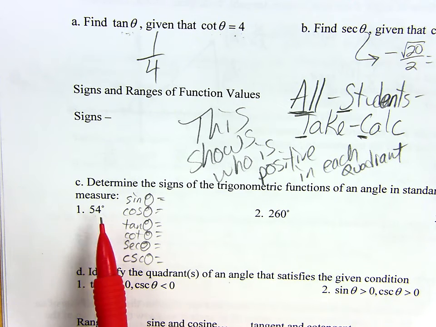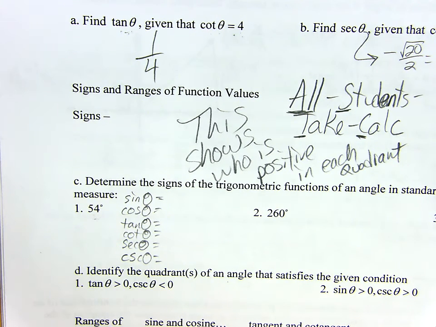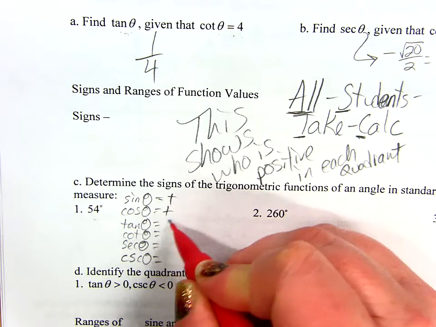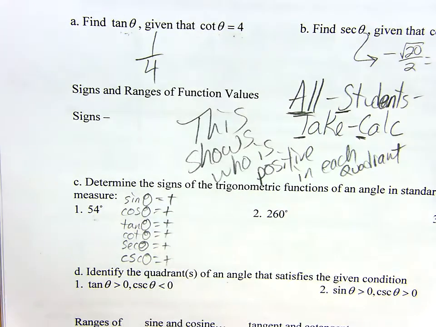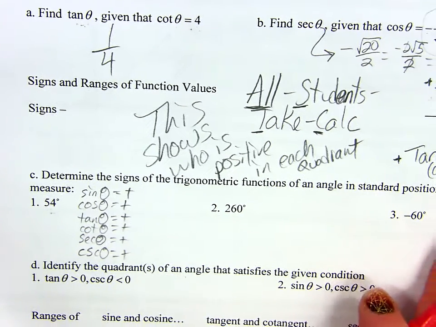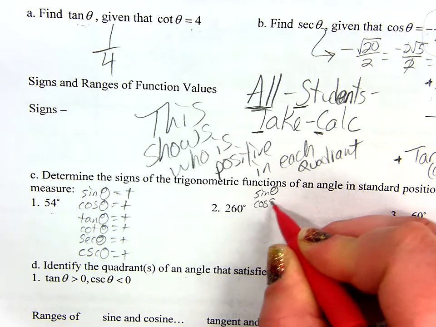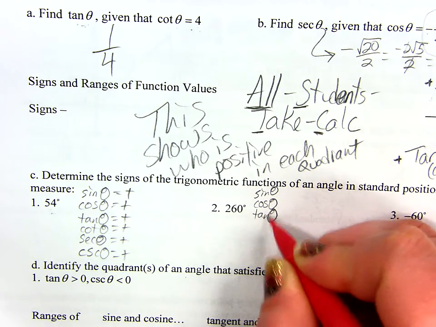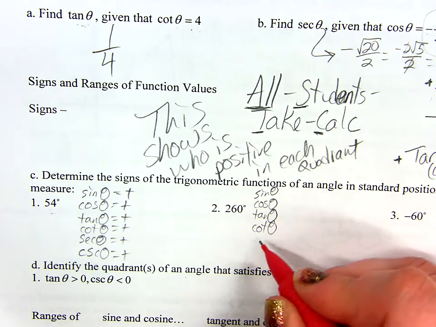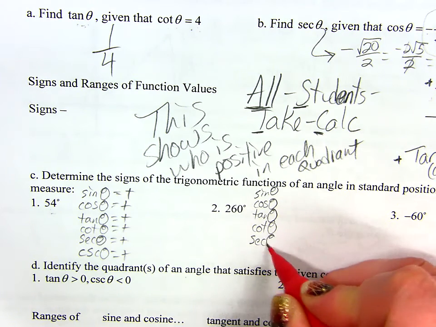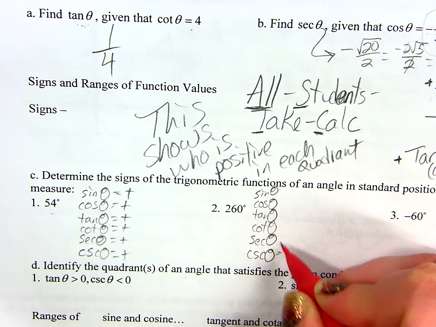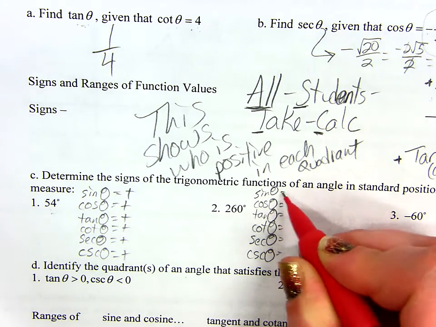So all I have to do is indicate the signs for a 54-degree angle. Well, if it's 54 degrees, what quadrant is it in? The first. Who's positive in the first quadrant? All of them. So they're all positive. Well, that was easy. Now we take a gander at 260. Secant, cosecant. Okay, so there's my six.